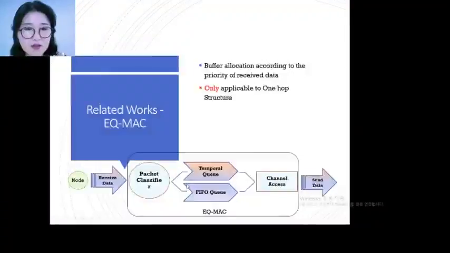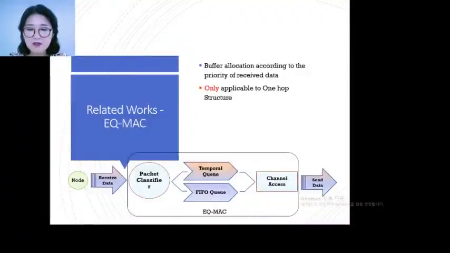EQ-MAC basically classifies into 2Q, but it's only applicable to the one-hop structure between sensor node and head node. So it's difficult to apply to wireless sensor network. This is because wireless sensor network has a multi-hop structure.